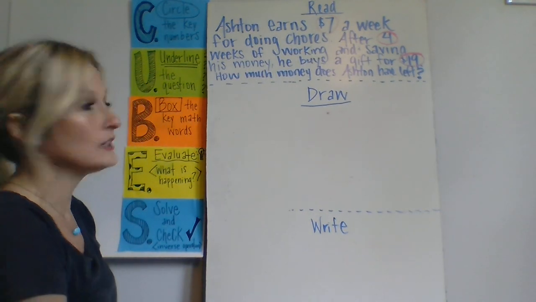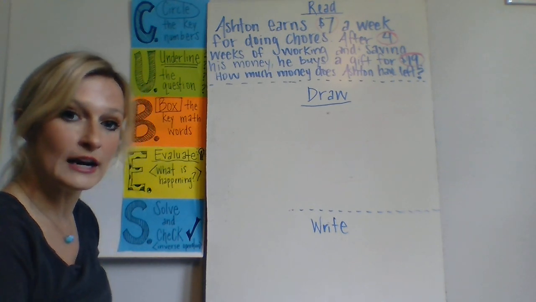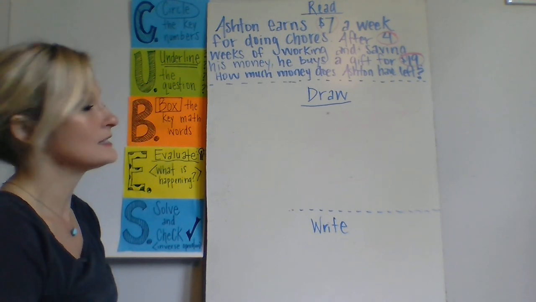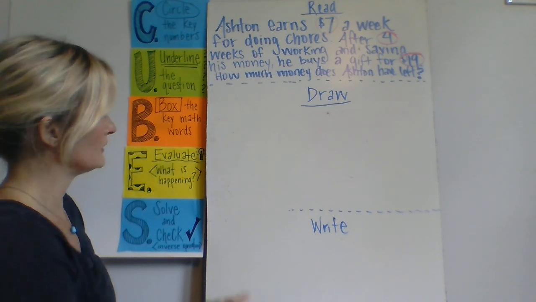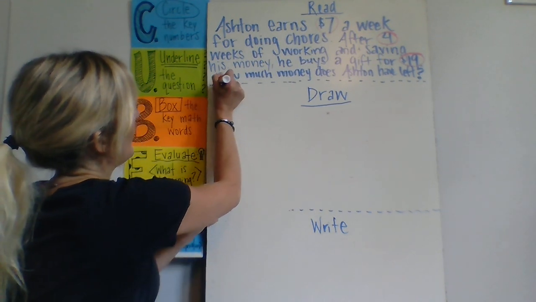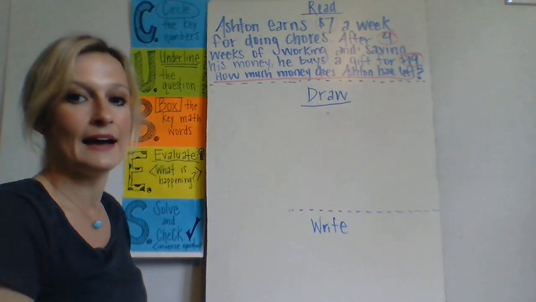Okay, next what we're going to do is underline the question. This is a very important step because this is what the problem is asking you to solve. So our question is, how much money does Ashton have left?